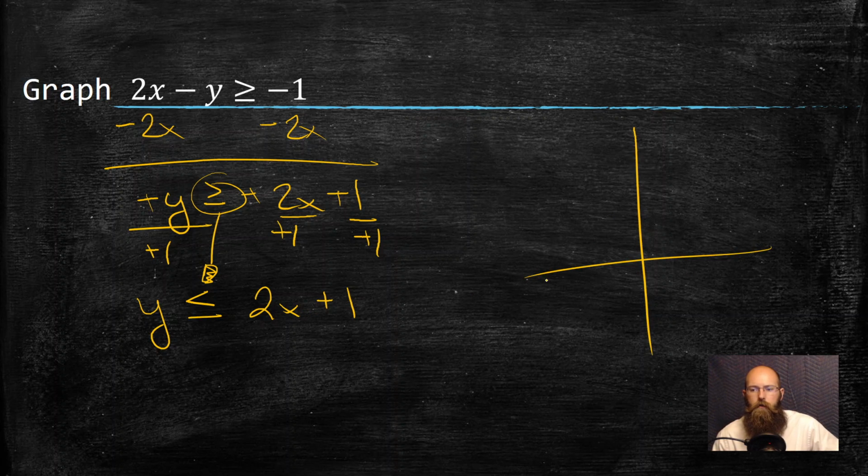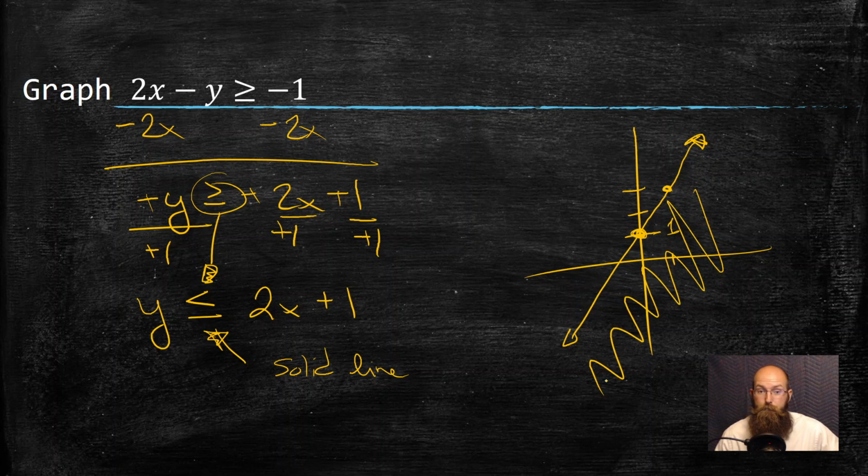And I'm going to put a graph here, so let's make one. I cross up here at 1. And then I go up 2 over 1 from there. Because it's equal to, it's a solid line. So I'll just, ooh, that's really bad. Let's try again. There we go. Solid line. And then y is less than or equal to, so I'm going to shade below it.